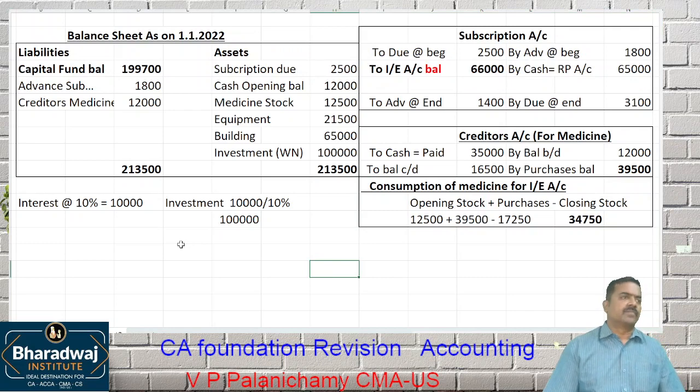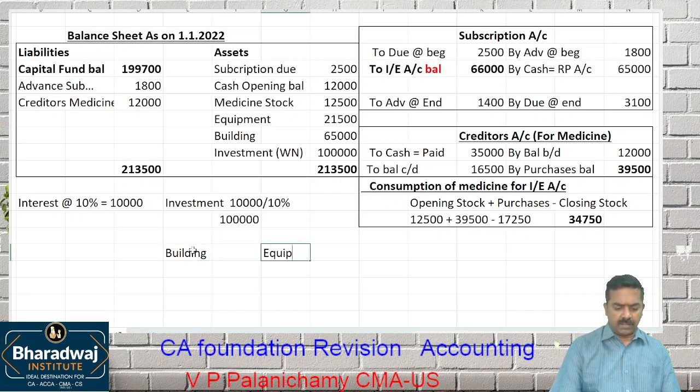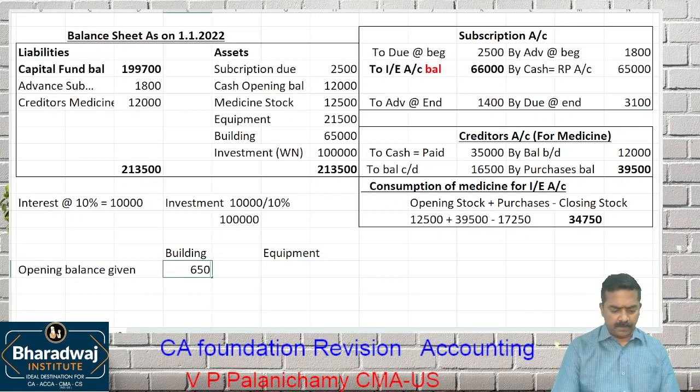Not over. We have to see whether there is any depreciation on assets. How many assets are given to us? Building, equipment. What is the opening balance given? 21,500 and building 65,000. Equipment 21,800. Did we purchase anything during the year?